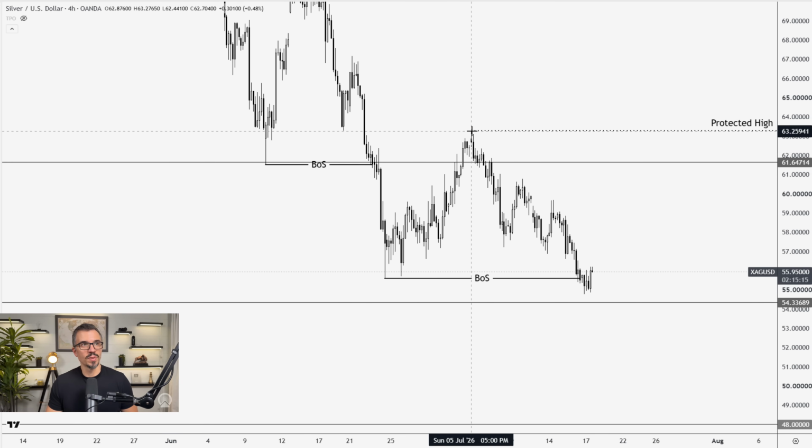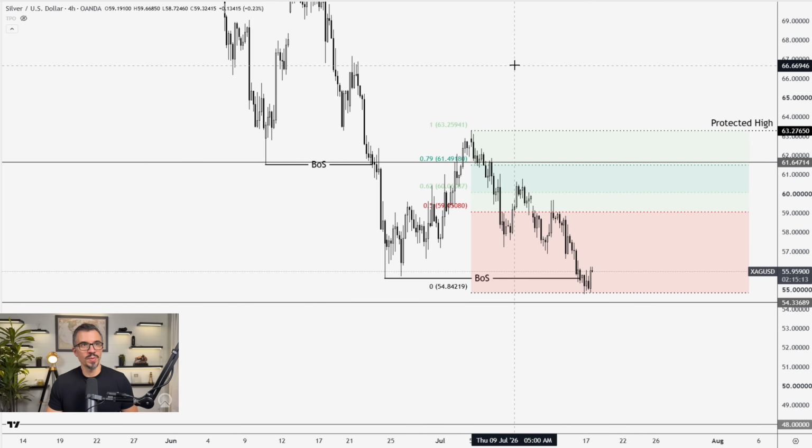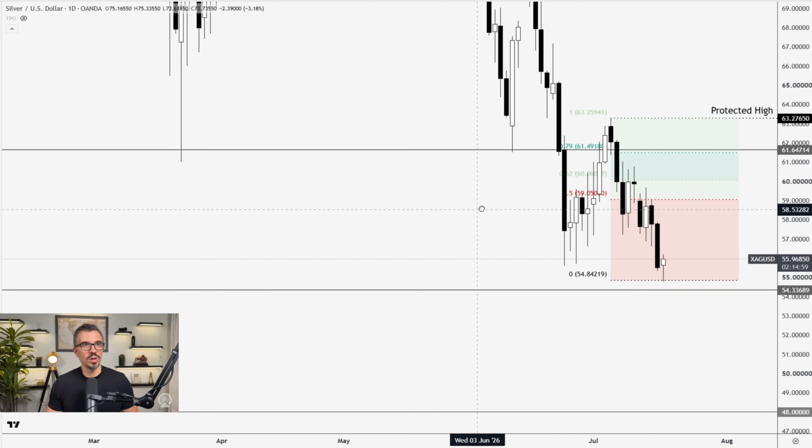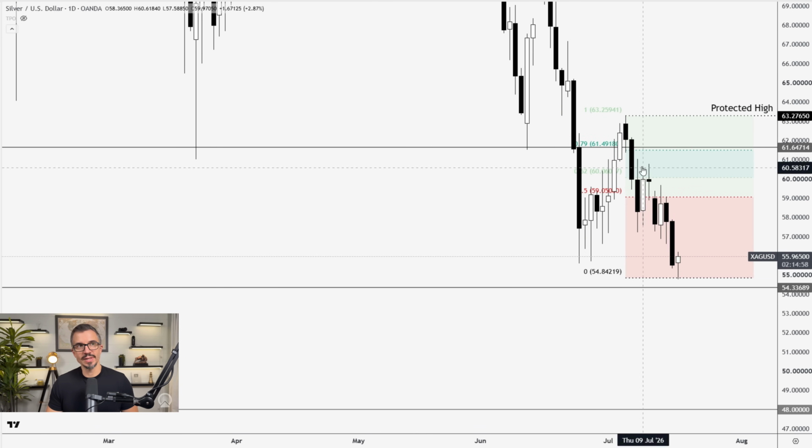From this high up here, we drag out our fibs to find premium. And you can see that it comes in above this area right here, this pivot. So basically what I'm looking for next week from silver is, if we were to go to a daily time frame and take a look at this. Okay, so look at this here. This is really interesting, 61.64.